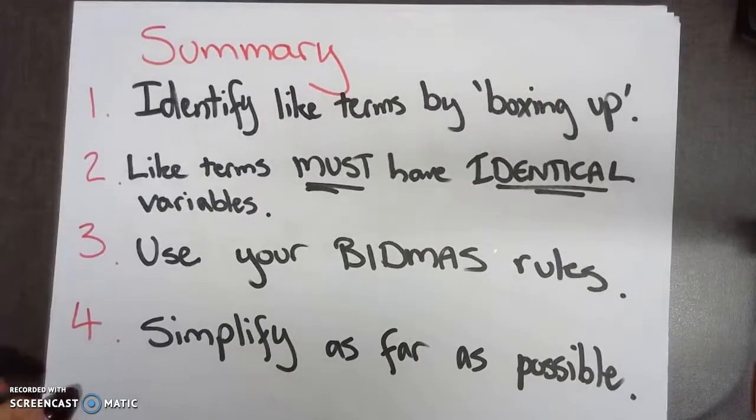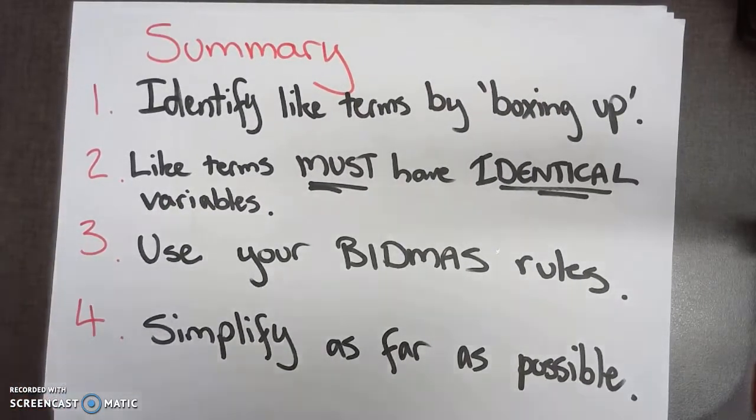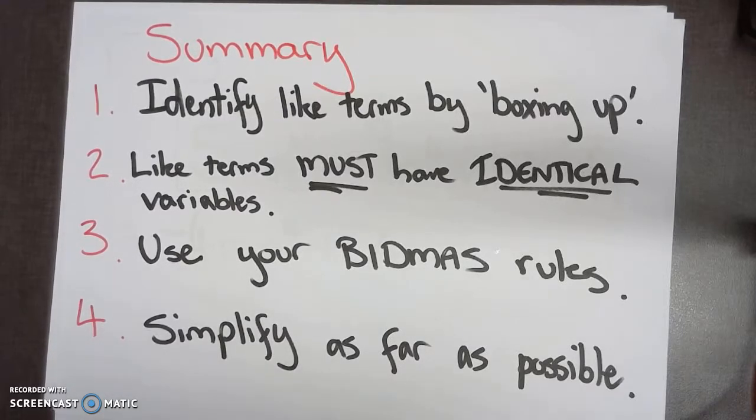Last but not least, a bit of a summary. To recap, identify like terms by boxing them up. Like terms must have identical variables. Within a term they may be in a slightly different order, but we want to default to alphabetical order, and they must have exactly the same variables involved. Use your BIDMAS rules, which is very important every single time. And finally, simplify as far as possible. Sometimes we will have more than one term left in the answer, and sometimes just one term, and that's okay.